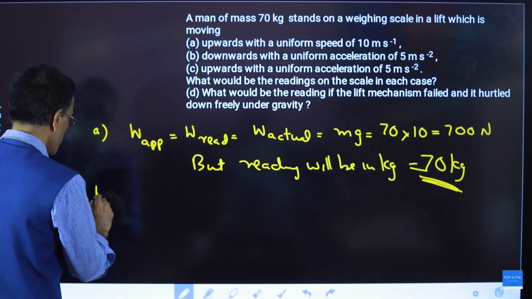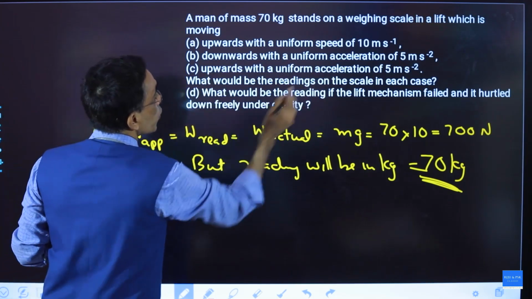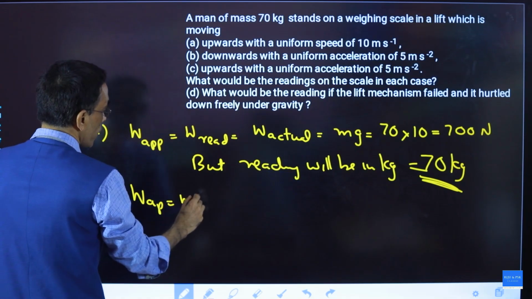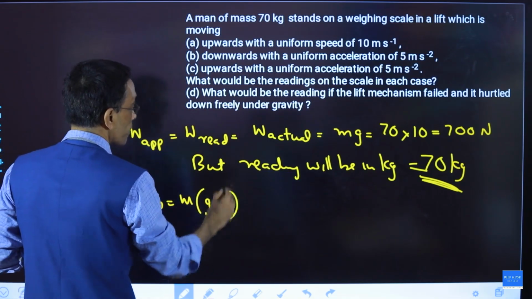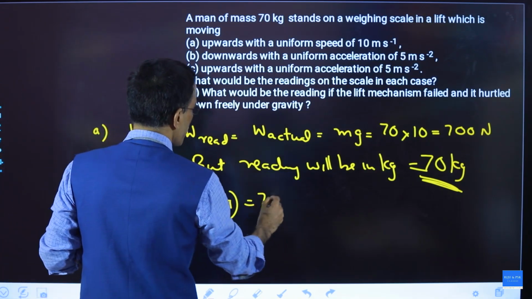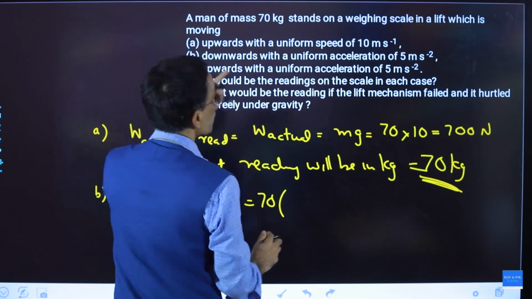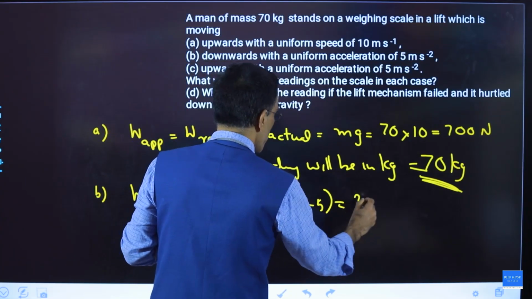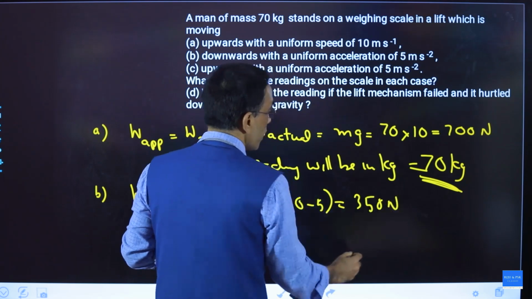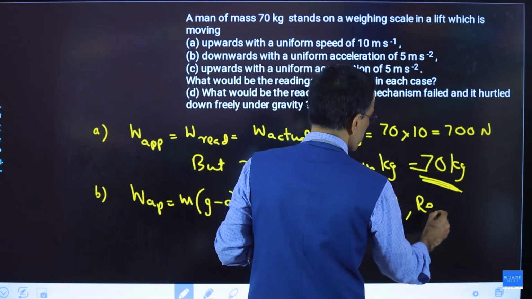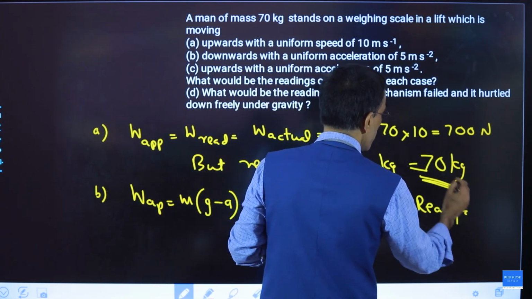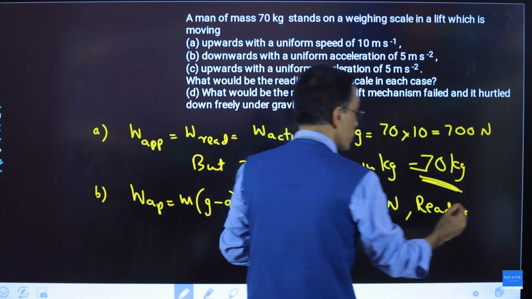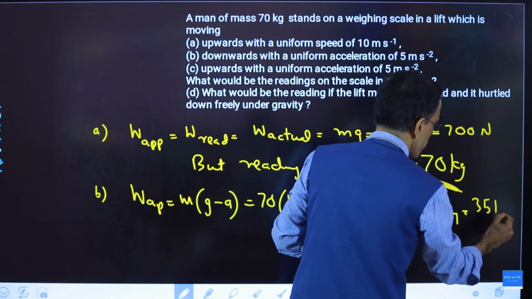In the second case, B, downward with uniform acceleration. Downward means we know apparent weight is equal to m into g minus a, and that is 70 into g is 10 minus 5. So, that gives you 350 Newton, and the reading will be how much? For 700 Newton you read 70 kilogram, for 350 Newton this will give you 35 kilogram.